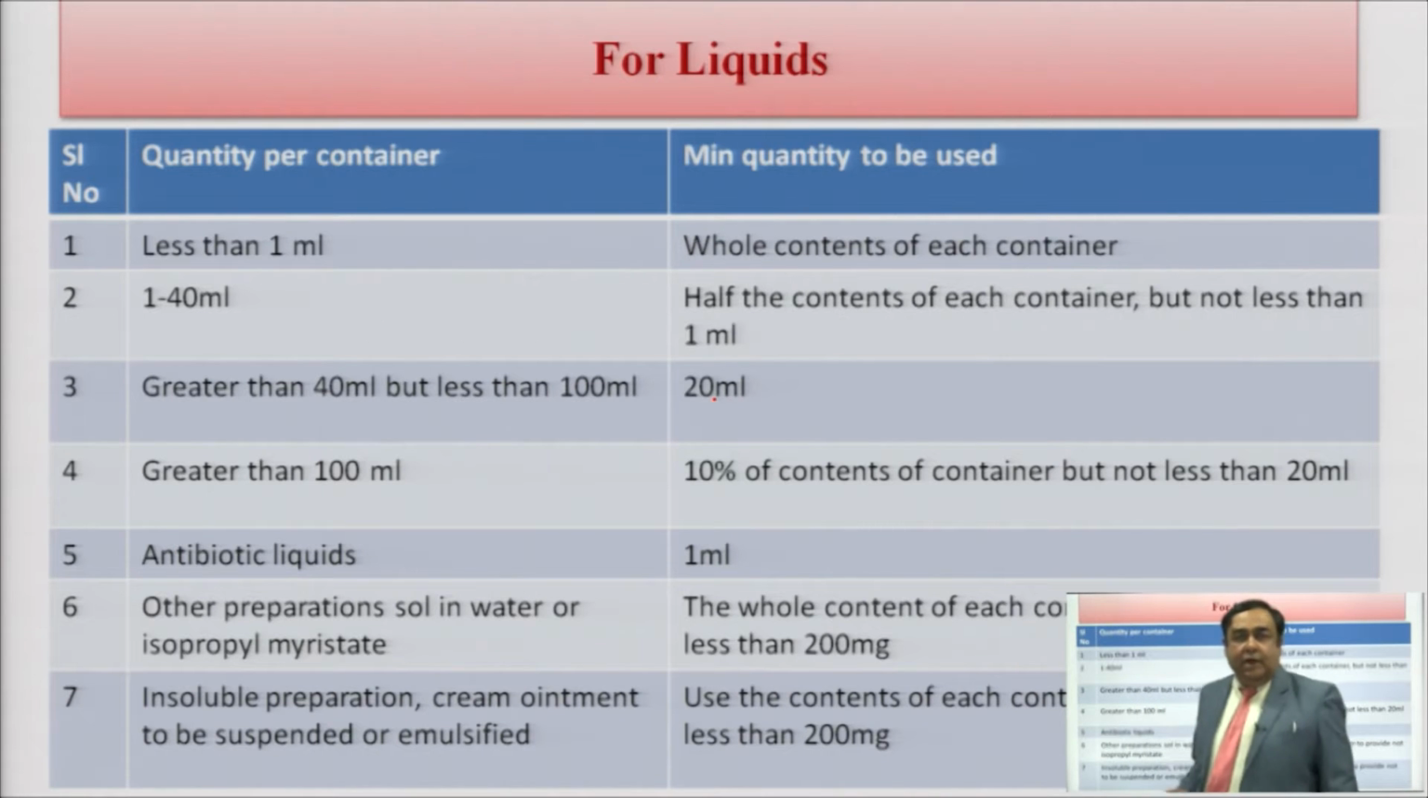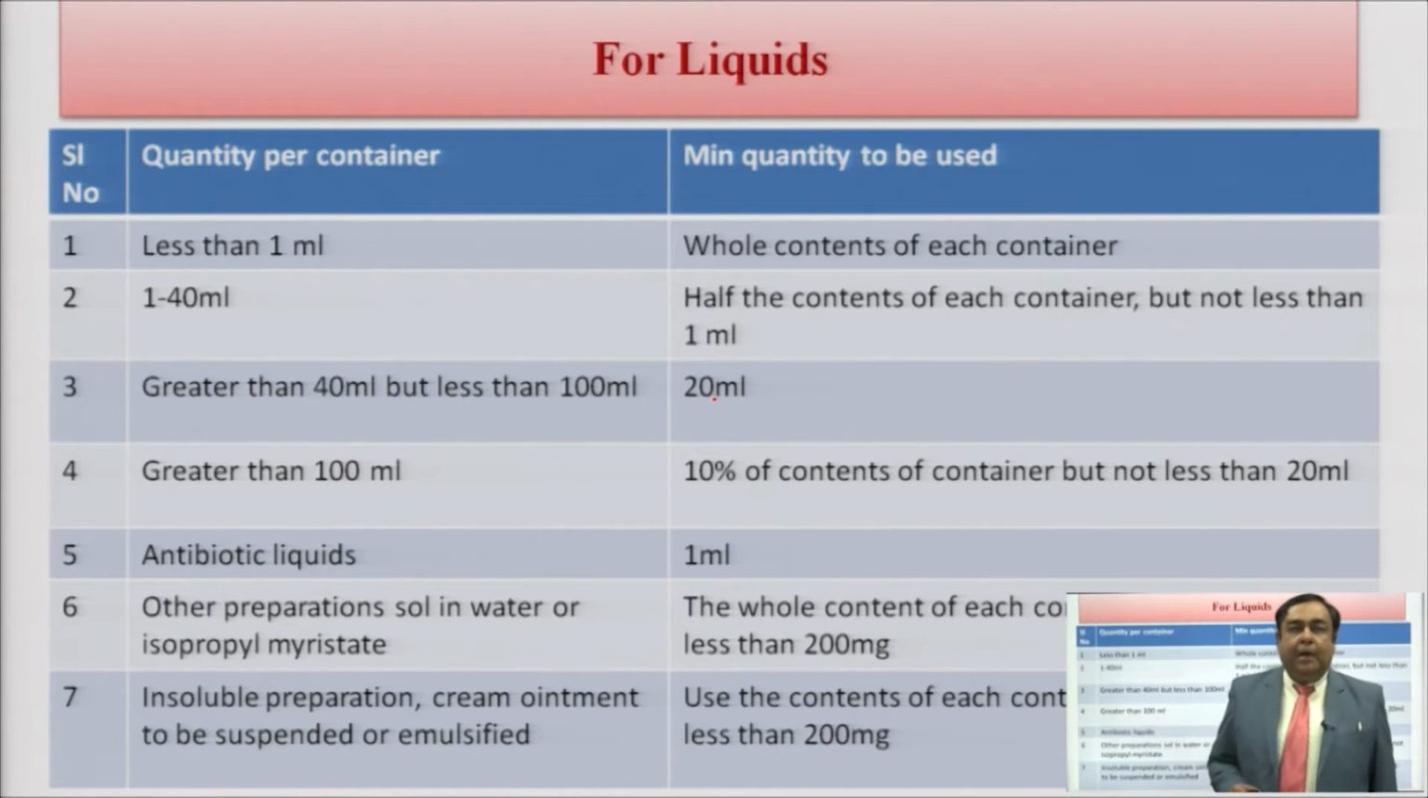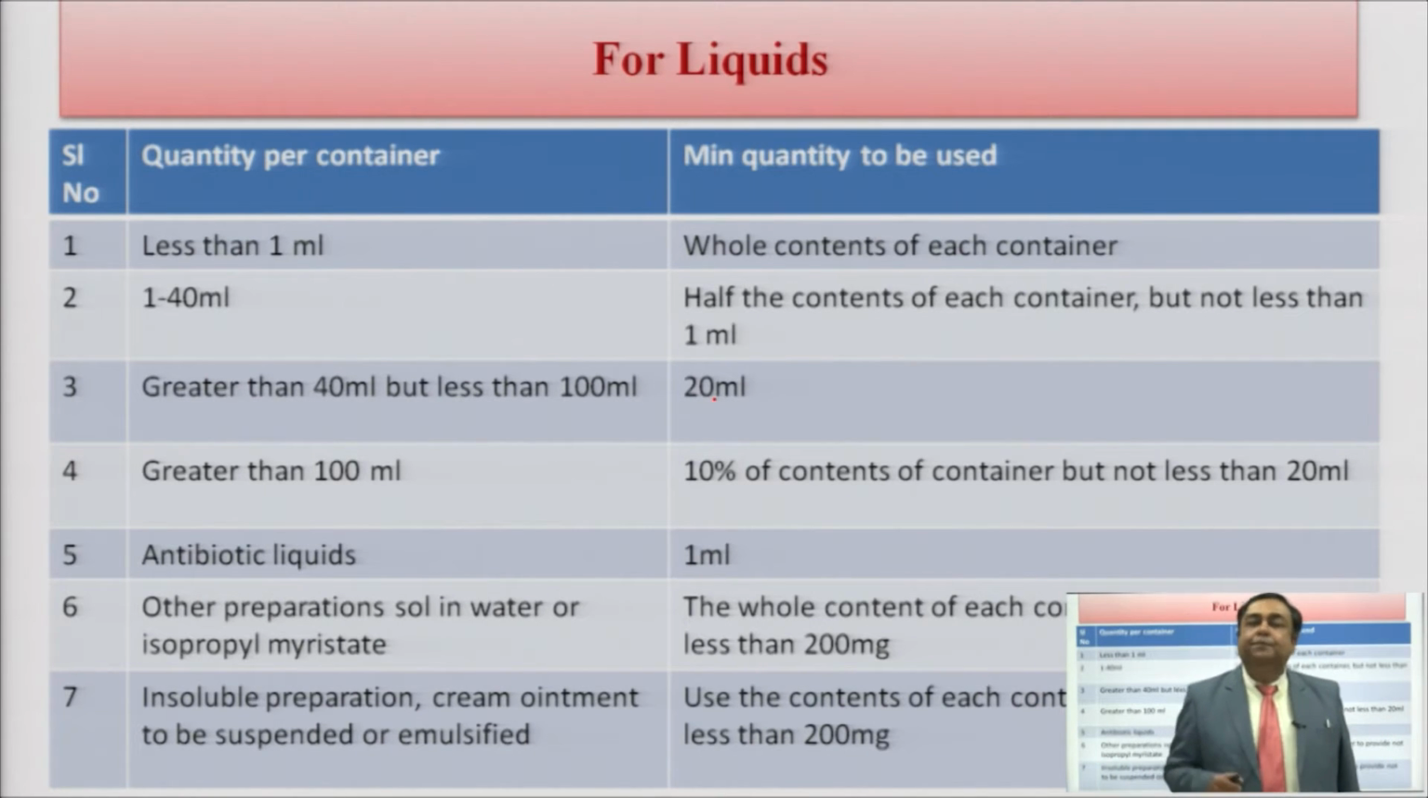If the product is having less than 1 ml, you need to add the entire contents of each container. But if your product has a volume of 1 to 40 ml, you have to add half the content of each container, but not less than 1 ml, and preserve the residue. If the product volume for that liquid preparation is greater than 40 ml, but less than 100 ml, then the minimum quantity to be used is 20 ml.